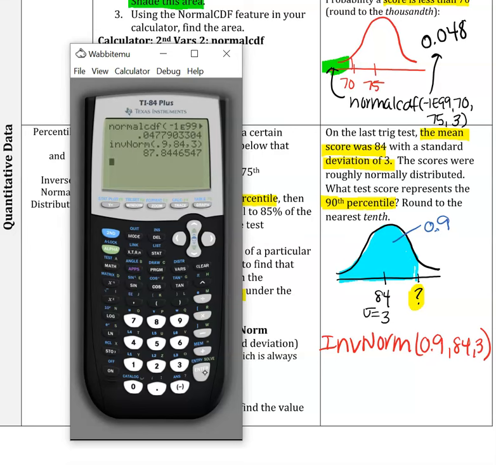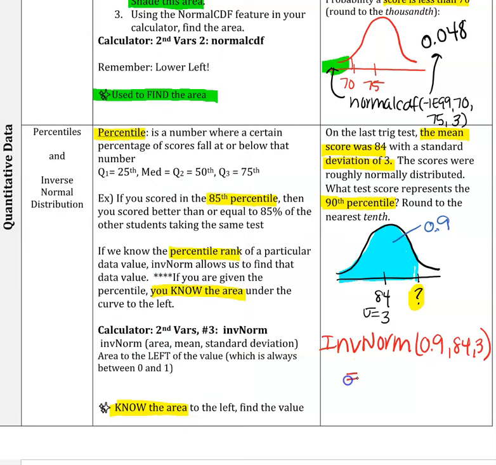Rounding to the nearest tenth, it looks like an 87.8. So that means on this particular test, if you were to score better than 90% of the people who took the same test, you would need to score an 87.8.